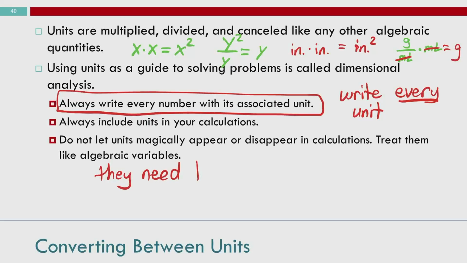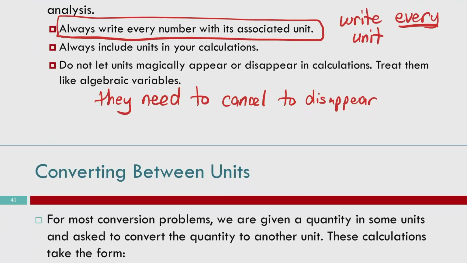We also don't want to let our units magically appear or disappear. They need to cancel out to disappear. By canceling out, meaning like up here with the grams over milliliters times milliliters, if we've got one on the top, one on the bottom, milliliters divided by milliliters turns into a 1, it's gone. So we have to be able to show that it disappeared somewhere, or show that we got rid of it.